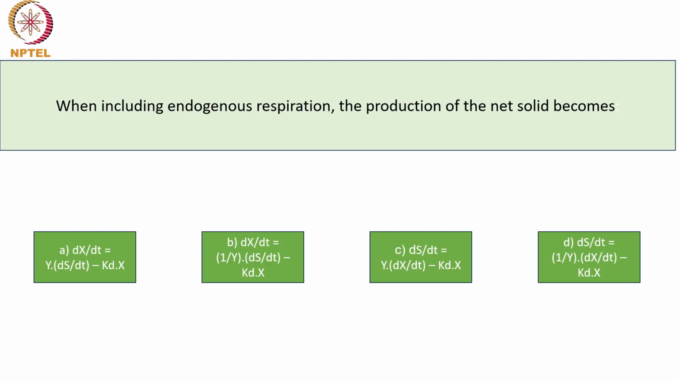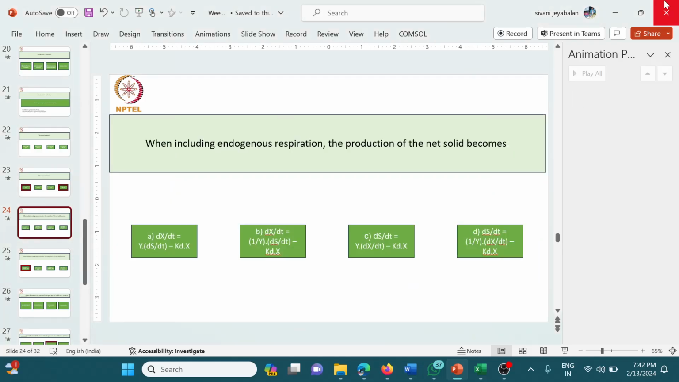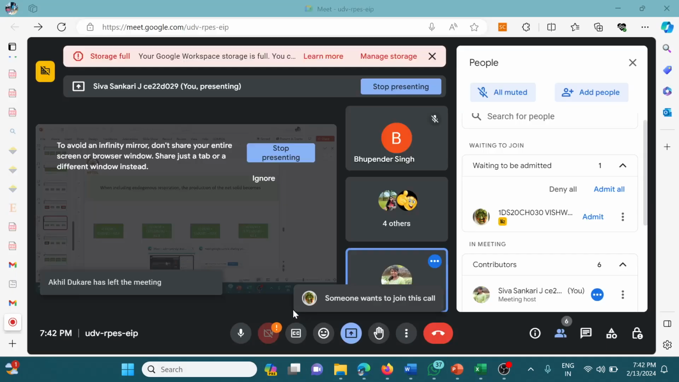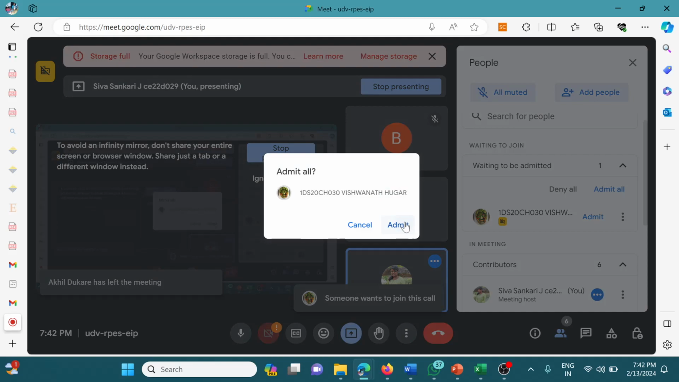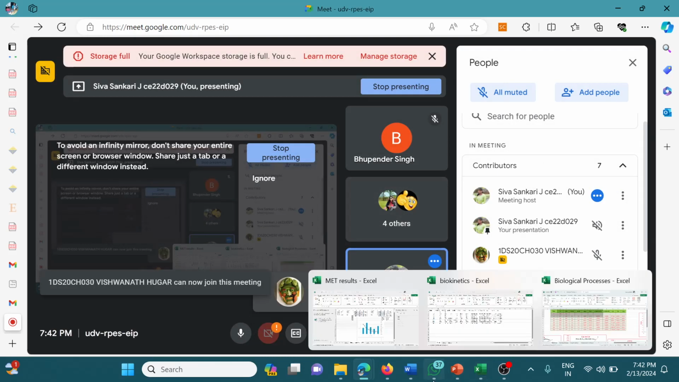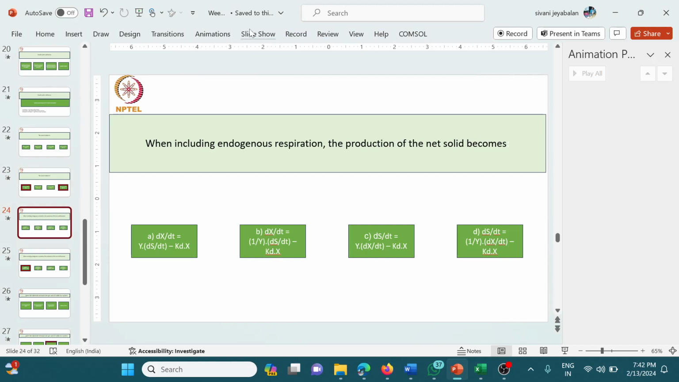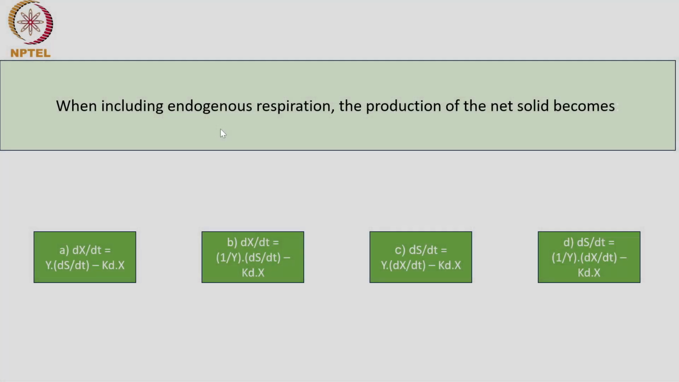Basically what you have to do is you have to relate the biomass production rate, that is dx by dt, with the kd, that is the endogenous decay constant, and substrate utilization rate ds by dt with yield.